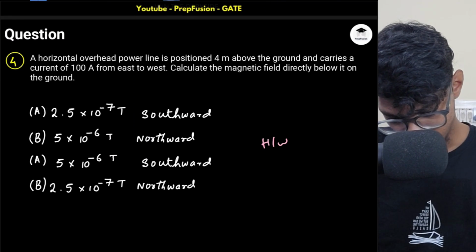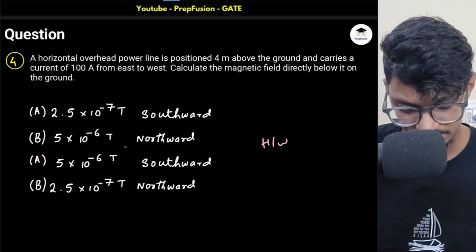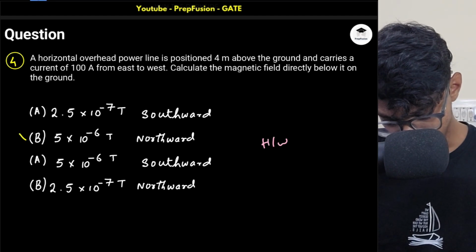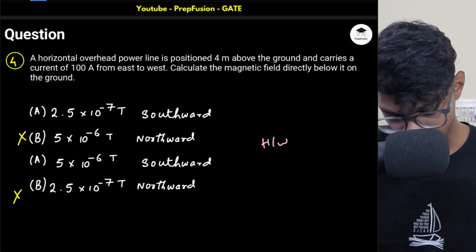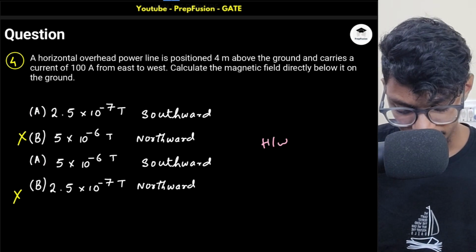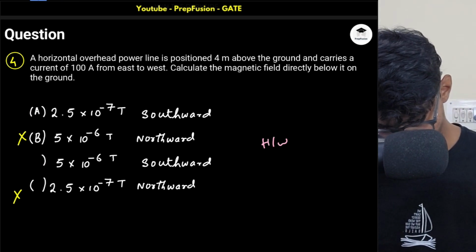So here it will be 50 nano Tesla or 5 into 10 to the power minus 6 Tesla, northward or southward. So these two options are anyways eliminated, right? According to your direction, these two options are anyways eliminated. Only this and this can be the viable options. Out of these two, I can see, okay, this should be C and D. Sorry for that, this should actually be C and D.